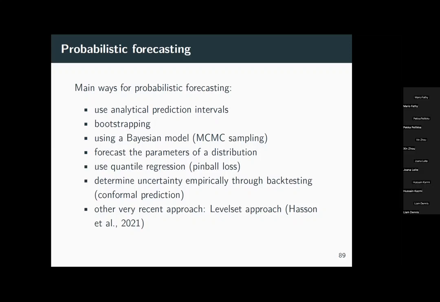But anyway, what you can do is analytical prediction intervals. You can do bootstrapping. You can use a Bayesian model with MCMC sampling, for example. You can forecast the parameters of a distribution. You can do quantile regression with pinball loss. And you can determine the uncertainty empirically through backtesting. That is also called conformal prediction. And you have another approach that is not as recent anymore, the level set approach, and another couple of approaches that I didn't put here.